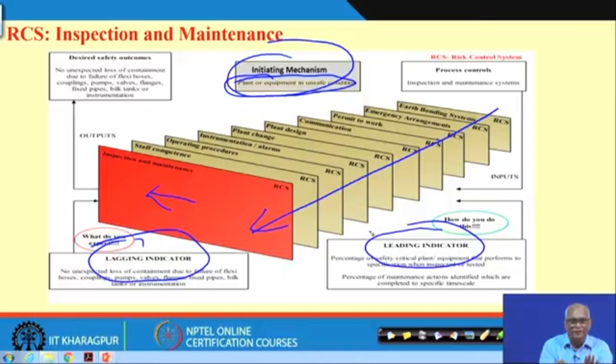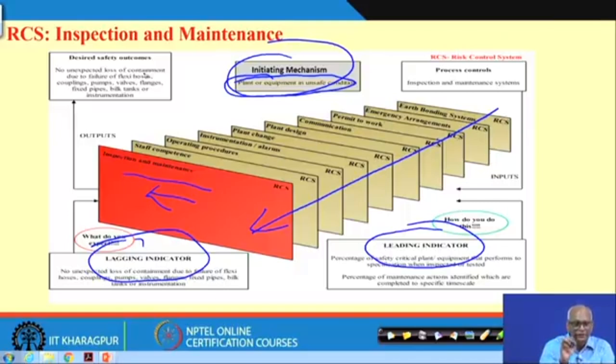So, for every initiating mechanism, if you want to apply a risk control system, you put the risk control system. Whether the risk control system is working effectively or not, for that you have to find out the lagging indicator, you have to find out the leading indicator. For plant or equipment in unsafe condition, if this is the initiating mechanism, and ITPM, inspection, testing and maintenance, is the risk control system, what is the outcome you expect by putting this inspection and maintenance? The outcome you look for is the desired outcome: no unexpected loss of containment due to failure of flexible hoses. By inspection and maintenance, what is the outcome you look for?